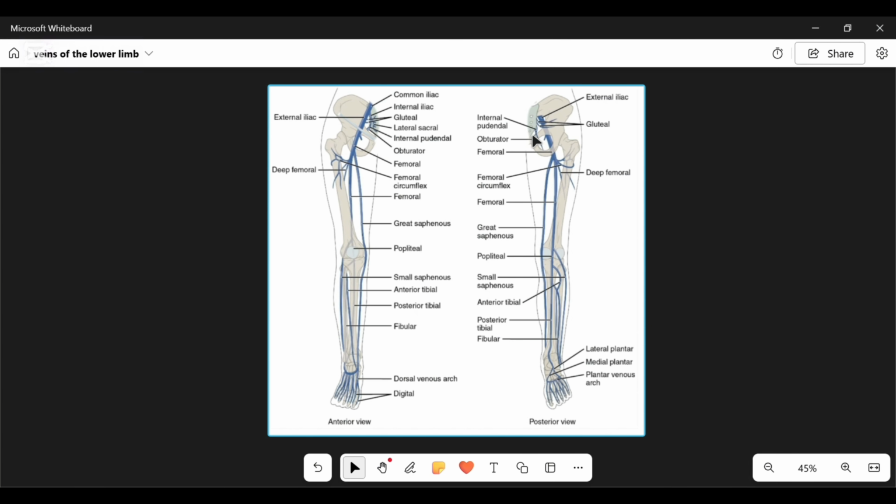Here we can see the internal pudendal vessel, the internal pudendal vein, entering the gluteal region through the greater obturator foramen, and then it goes back into the pelvis, to the anterior part, through the lesser obturator foramen. Now in the posterior view, we've mentioned all of these veins except the plantar. So we have the plantar venous arch, and we said it drains into the posterior tibial vein through the lateral plantar and the medial plantar veins.